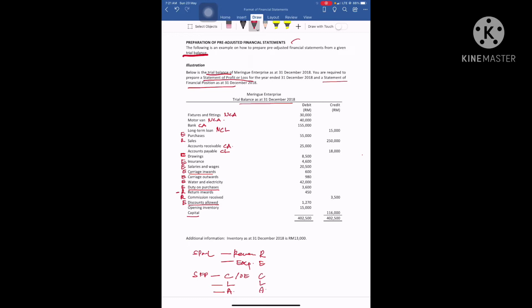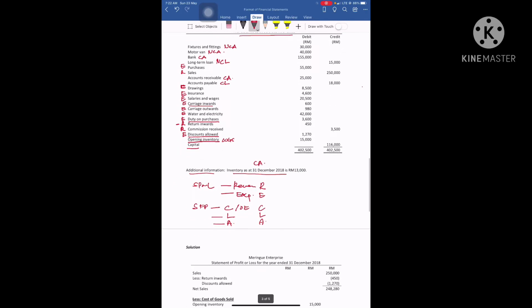After we have studied and classified these, now it is time to prepare our statement of profit or loss. Before that, I forgot to inform you, we are also given the inventory. The closing inventory is going to be included as our current asset, and the opening inventory will be in our cost of goods sold. Now we move on.